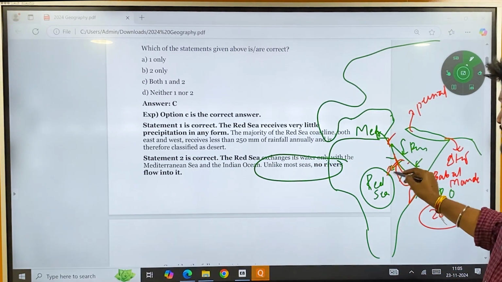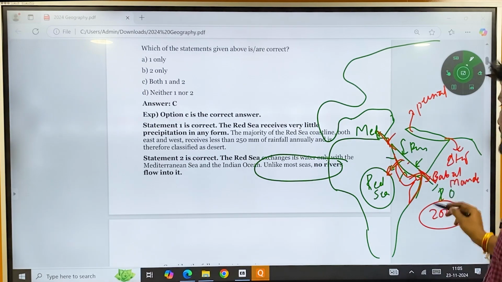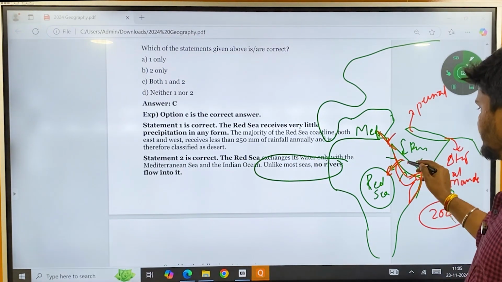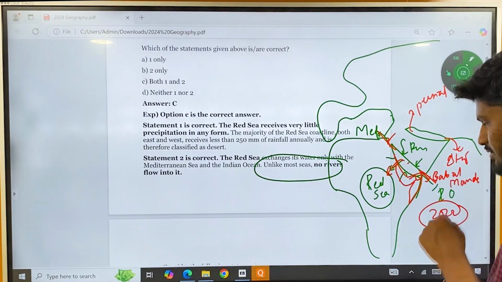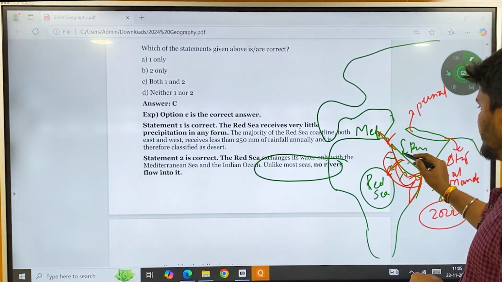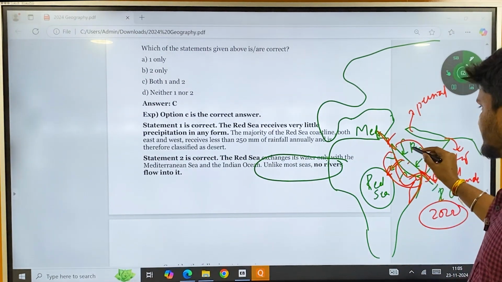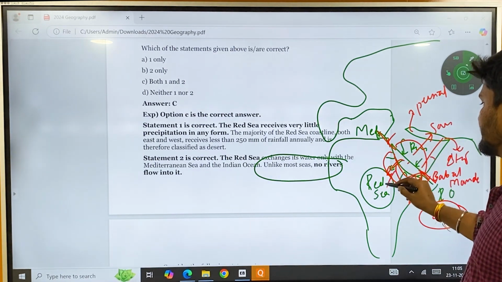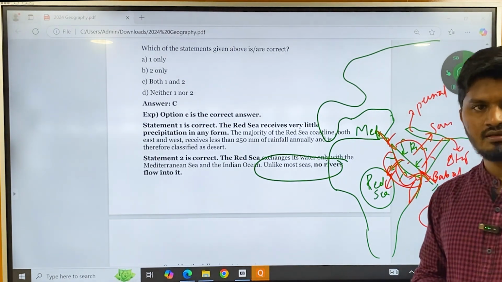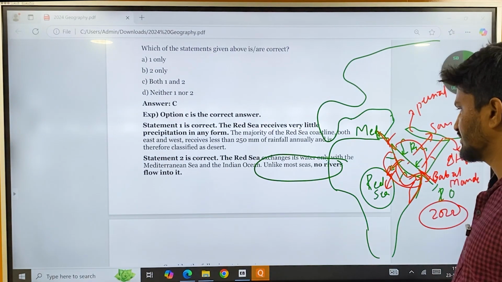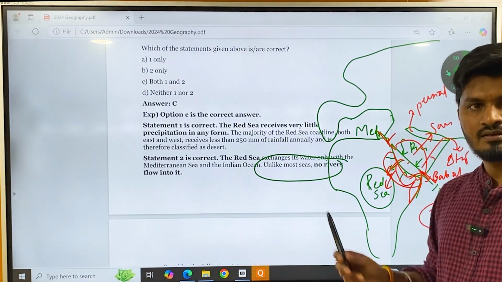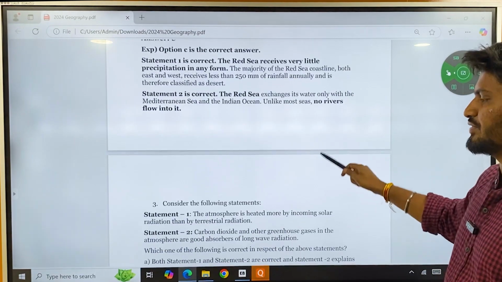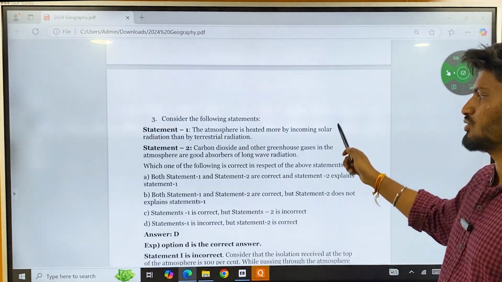This is the Red Sea, so it connects to the Mediterranean Sea, and then down it connects to the Indian Ocean, and it has very little precipitation. It is because it is covered by deserts on both sides. Here the Saudi Arabian desert, Oman and Yemen, and here it is surrounded by Sudan and other countries. Okay, Egypt, Sudan. Those are also covered by desert, and there are no rivers that flow into it. So the correct answer is C, both 1 and 2.